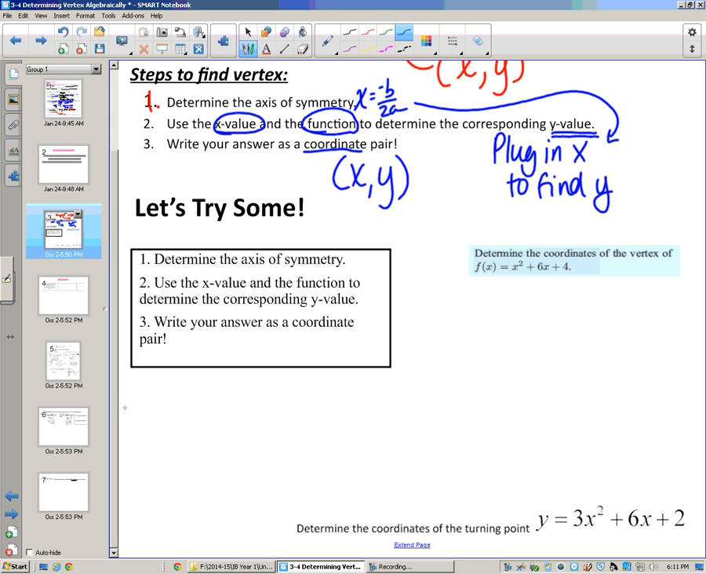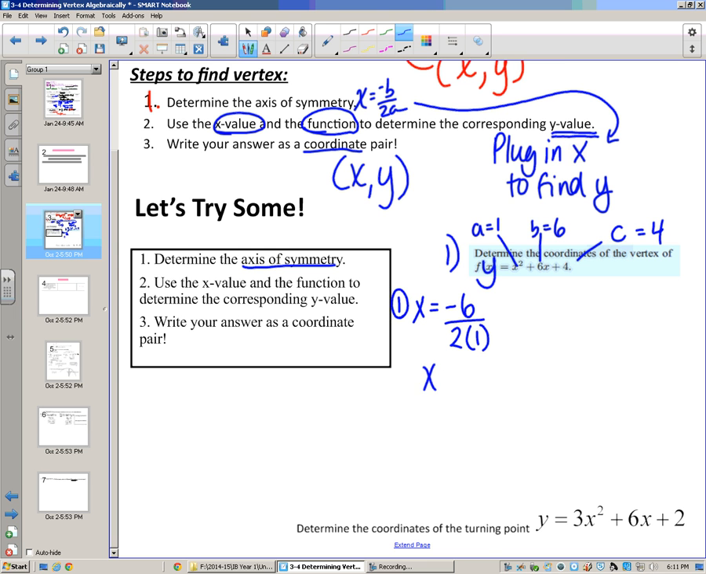Determine the coordinates for the vertex of f of x equals, that's another way of saying y equals, x squared plus 6x plus 4. So when looking at this, I say, okay, my a is 1, my b is 6, and my c is 4. Notice this is also your y-intercept, that 4. So my first step is to determine the equation for the axis of symmetry. So I'm going to say x equals negative b, so negative 6 over 2a, so 2 times 1. So x for us is going to equal negative 6 over 2, which gives me negative 3.